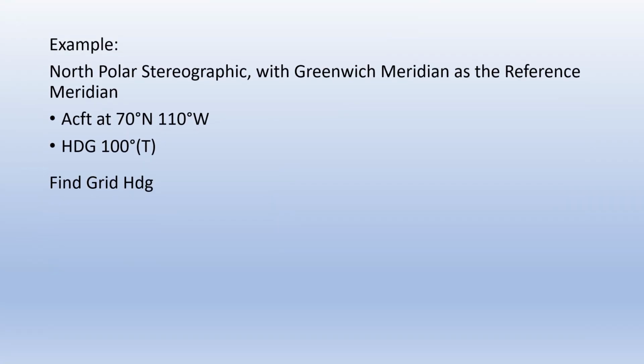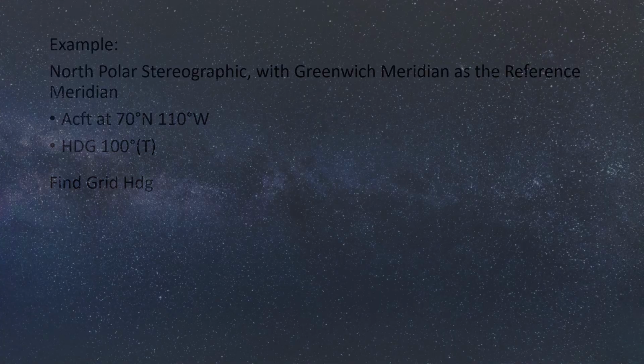I will use this example to explain all 4 methods. North Polar Stereographic with Greenwich Meridian as the reference meridian. Aircraft is at 70 degrees north, 110 degrees west with a heading of 100 degrees true. Find grid heading. Mnemonic.